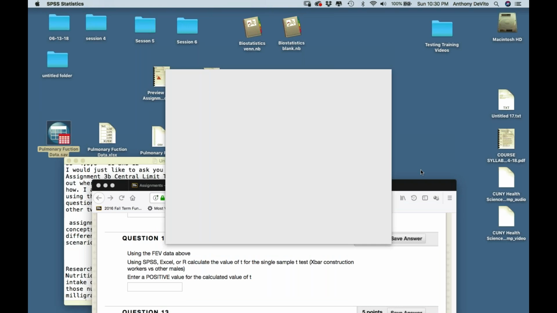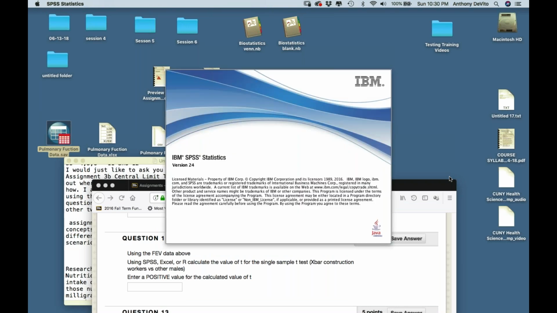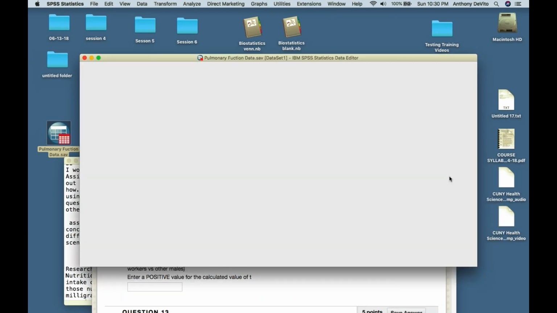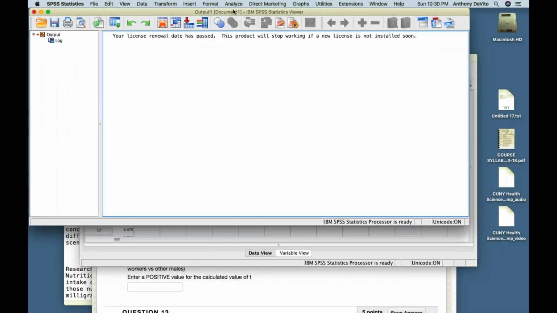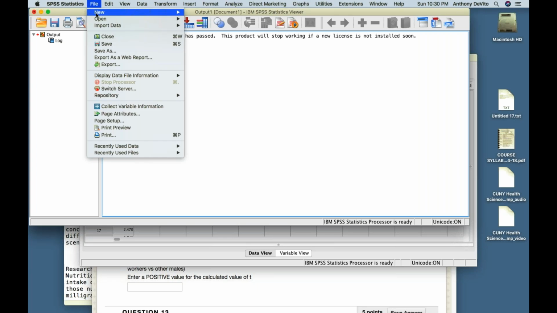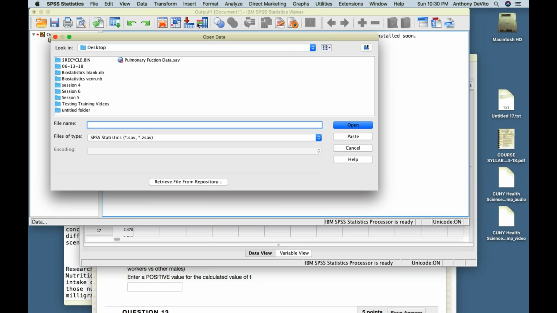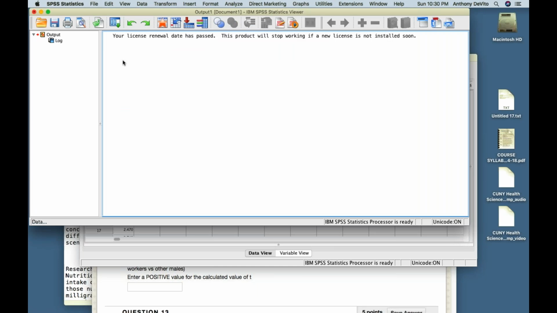I'm not sure. There's a question there that says C. What is C? Maybe I said Z. Oh, that passed. Hopefully it still lets me use it. Open. Data. Desktop. Pulmonary function data.